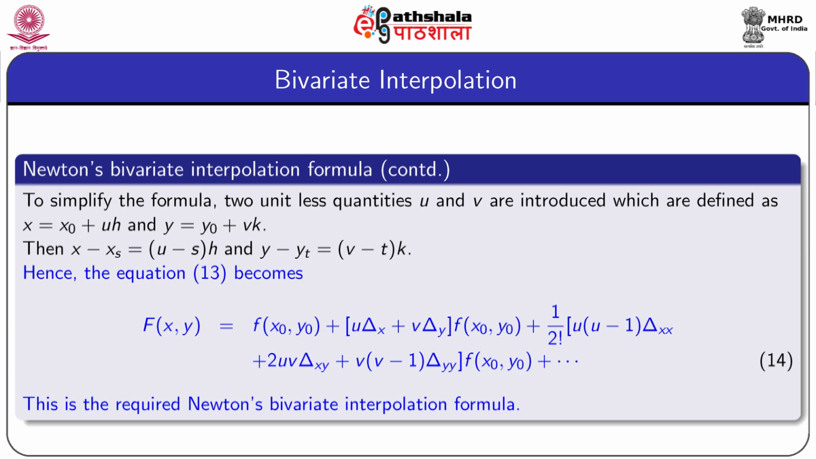Using this notation, equation 13 becomes capital F of x y equal to f of x0 y0 plus u into delta x plus v into delta y of f of x0 y0 plus 1 by factorial 2 into u into u minus 1 delta xx plus 2 uv into delta xy plus v into v minus 1 delta yy. Whole expression is applied on the function f of x0 y0 and so on. So, equation 14 is the final expression for the Newton's bivariate interpolation formula.